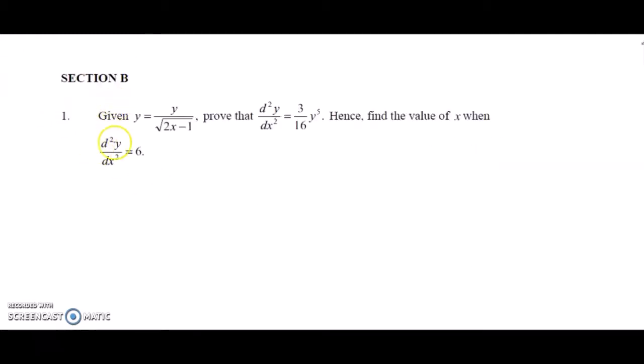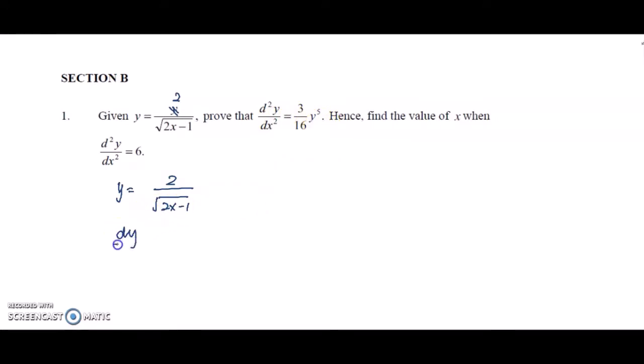For section B, question 1, you are given y equals to y over square root of 2x minus 1. Okay, here's some correction. This is not y, this is 2. So the function is actually 2 over square root of 2x minus 1. You need to prove d2y dx2, that is the second derivative, equals to 3 over 16 y power of 5.